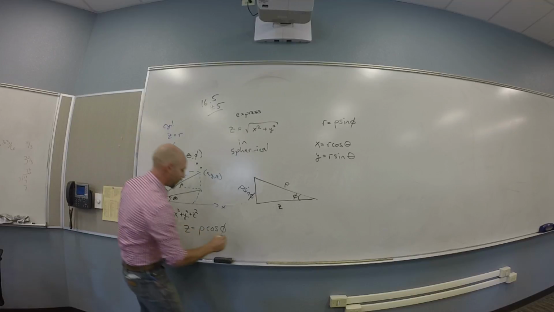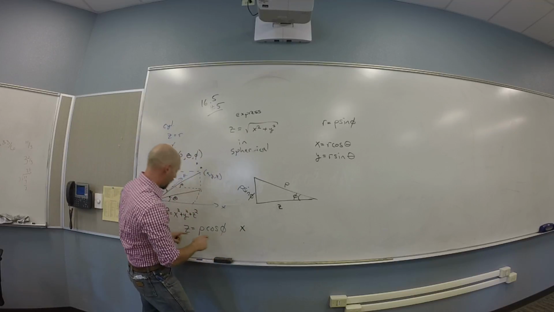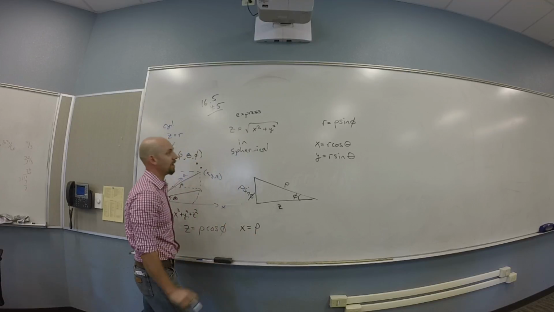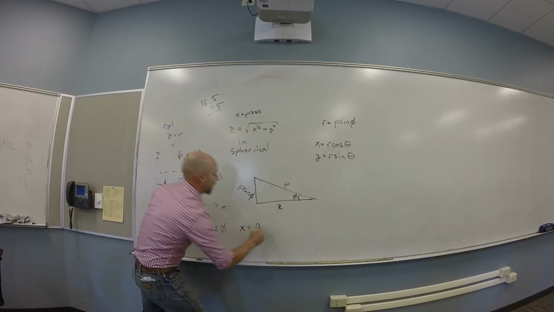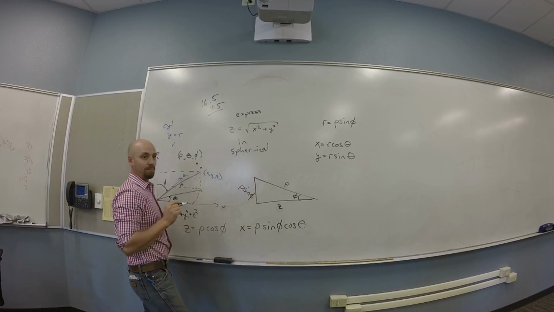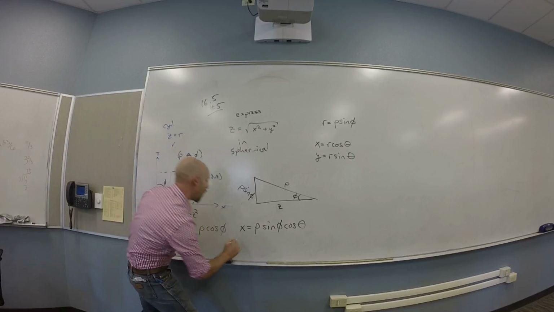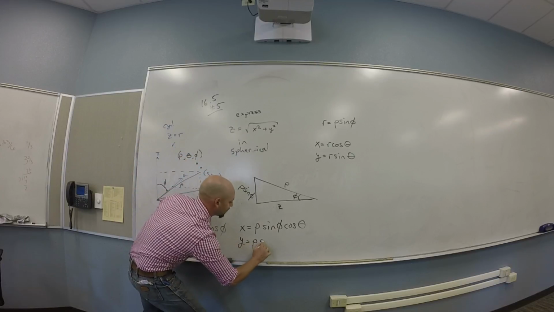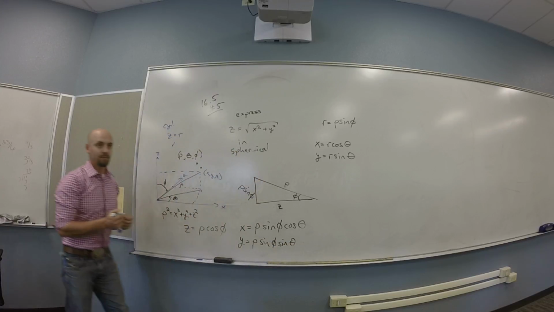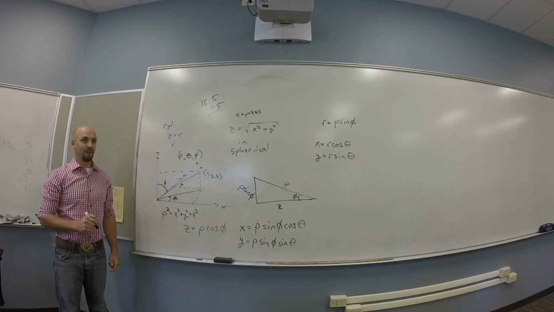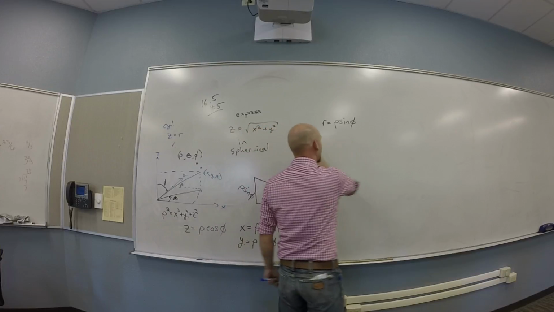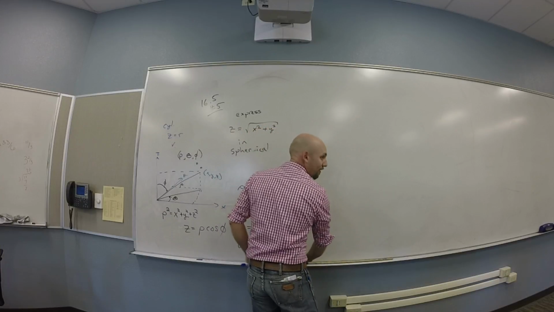So I found out z is rho cos phi. x is going to be rho sine phi cosine theta. You guys with that? And y is rho sine phi sine theta. Okay, you have to put all of that into your original. So we need to cram all that into our original cone equation, right? You guys with me?